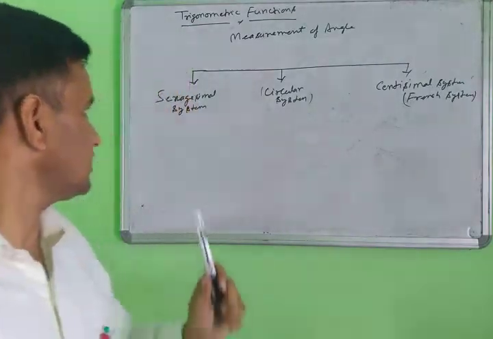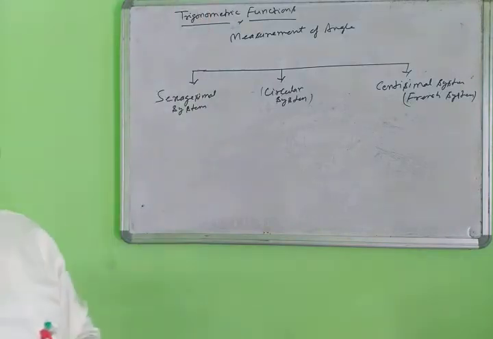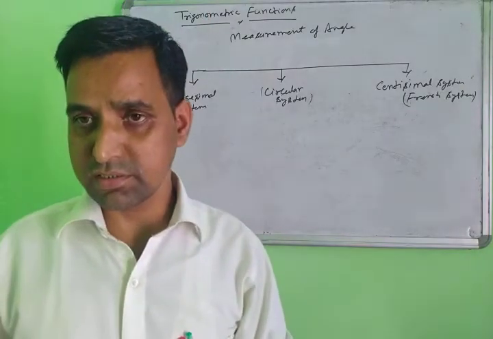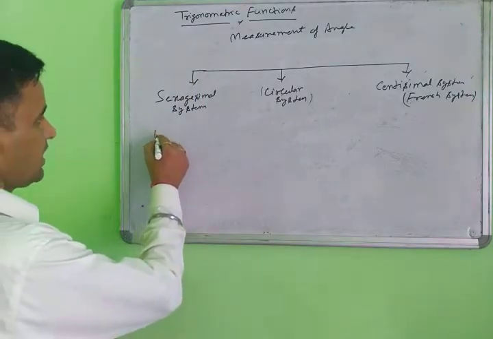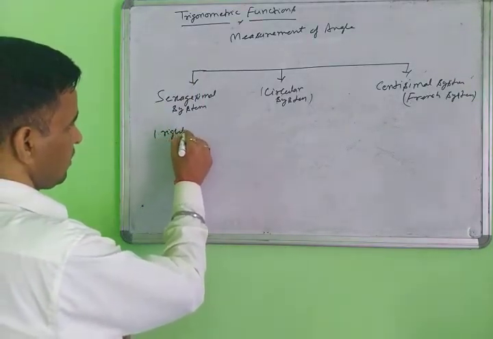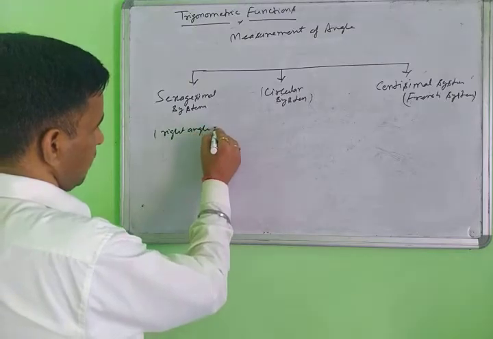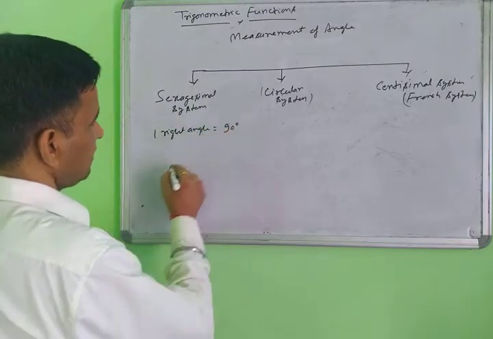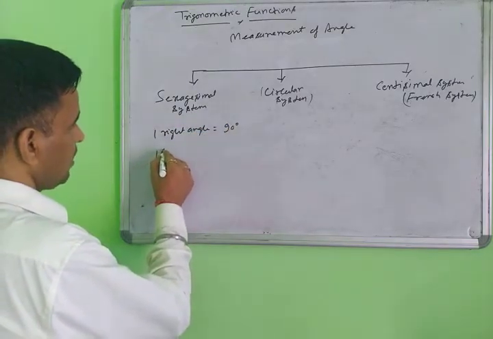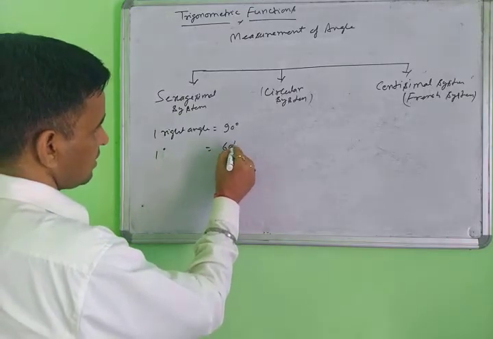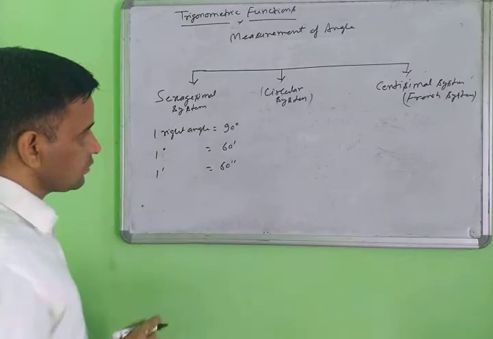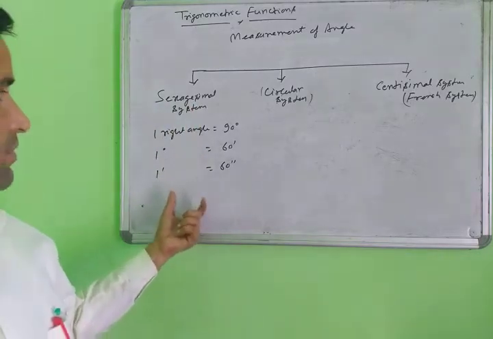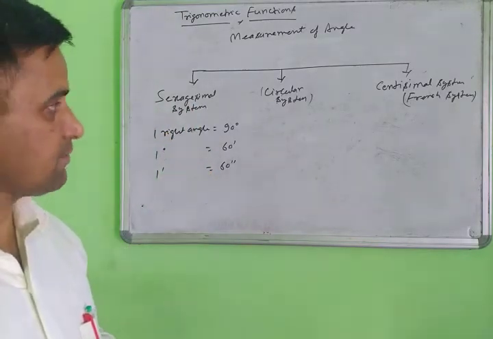In the sexagesimal system we measure angles in degrees, minutes and seconds. Suppose one right angle equal to 90 degrees, 1 degree equal to 60 minutes, and 1 minute equal to 60 seconds. We measure angles in this system in degrees, minutes and seconds.